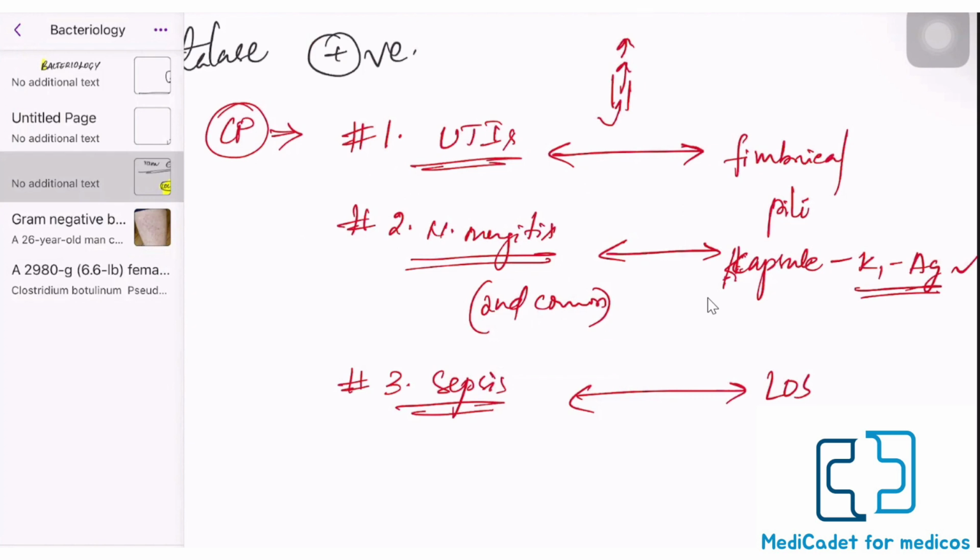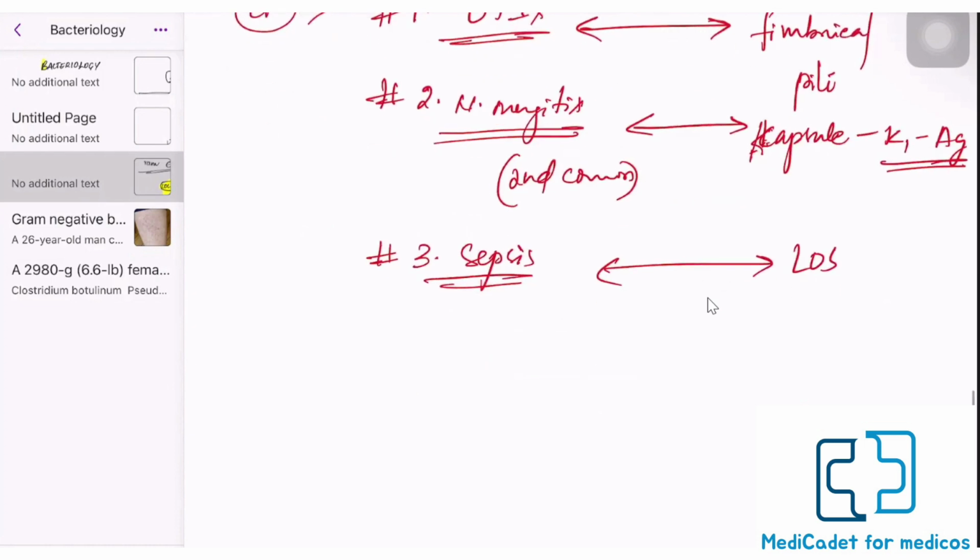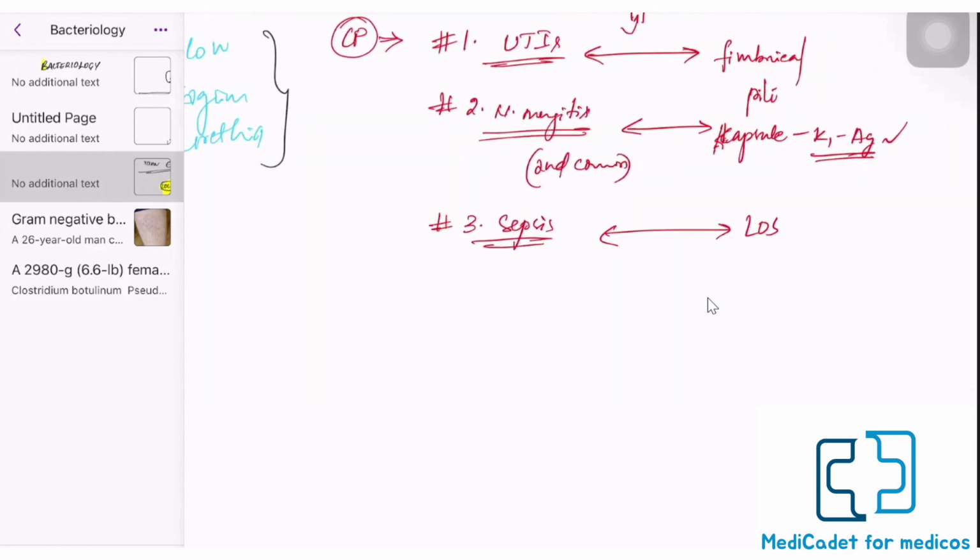In E. coli, there are many strains: enteroinvasive, enterohemorrhagic, enterotoxigenic, enteropathogenic, enteroaggregative, and a few others. But the most common ones you need to know for your examination are enterotoxigenic E. coli and enterohemorrhagic E. coli.